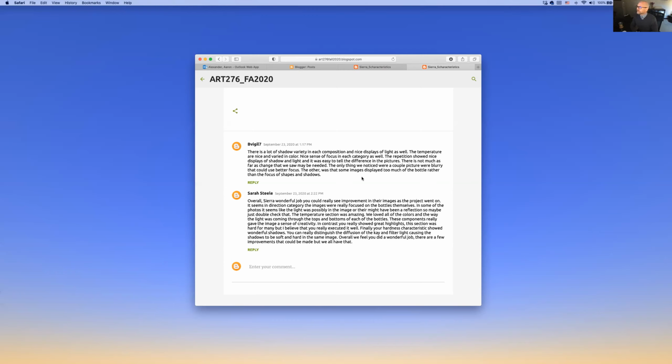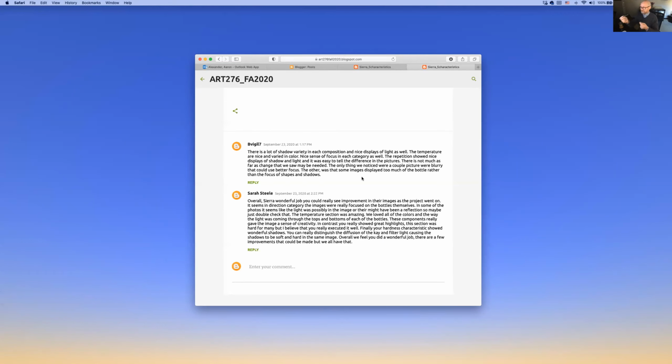Let's see. Overall, Sierra, wonderful job. You could really see improvement in their images as the project went on. Yes, I would agree. I think you got better and better with each session. We love all of the colors and the way that the lighting is coming through the tops and the bottoms of the bottles. Yes, very good. You can really see diffusion of the filter light causing the shadows to soften and harden in the same image. Yes, and that's a very good observation there.